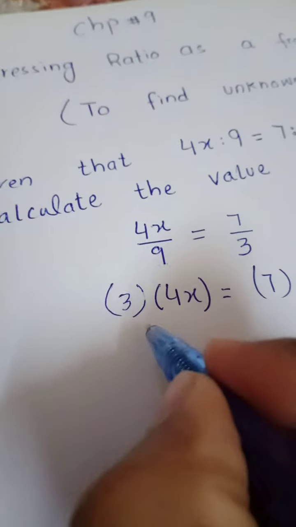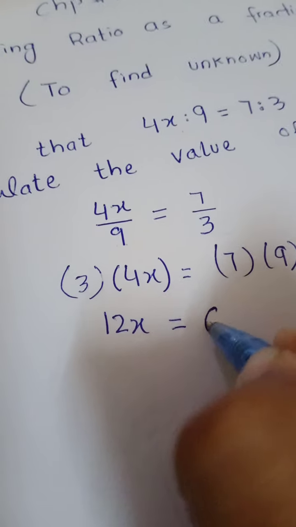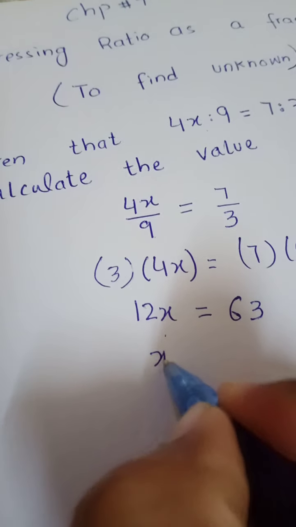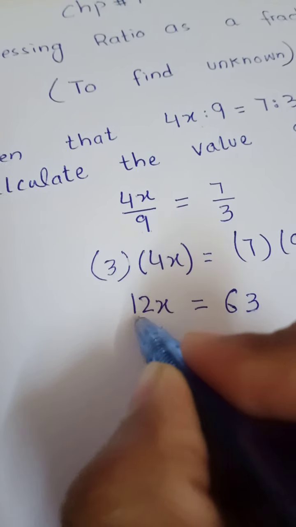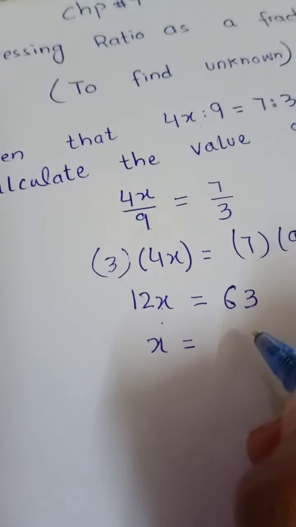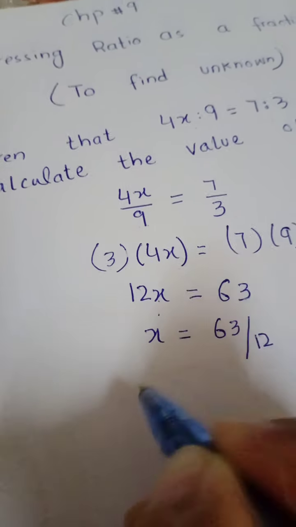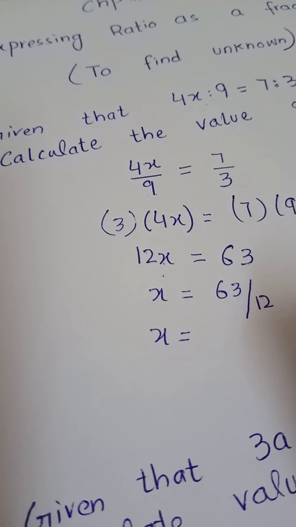Okay, 3 4s are 12. This is 12x is equal to 7 9s are 63. You have to calculate the value of x. x will remain here. You have to isolate the variable x, and 12 is being multiplied with x. When it will move to the other side of the equation, it will be divided. 63 by 12. Is it clear?